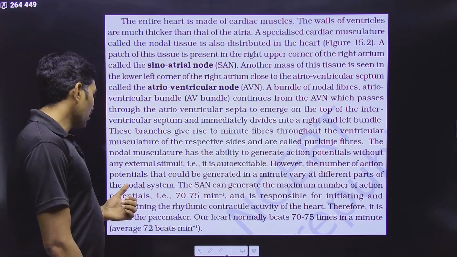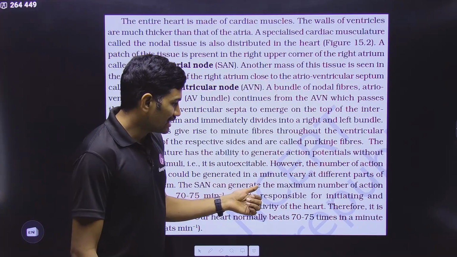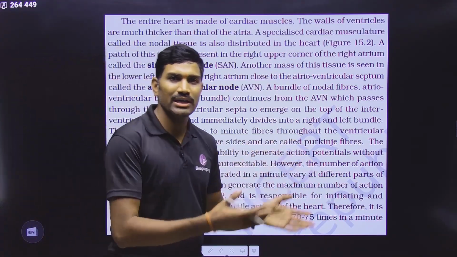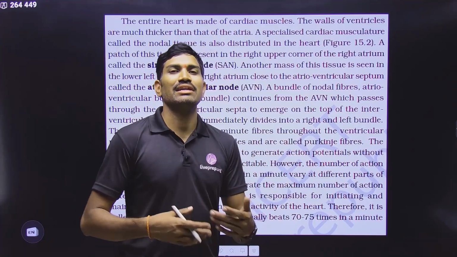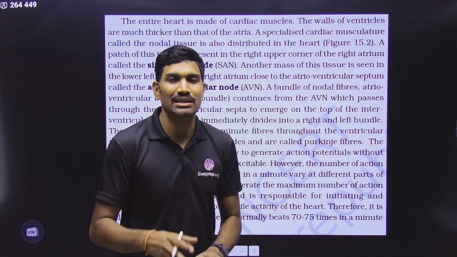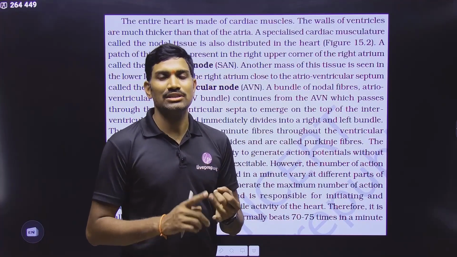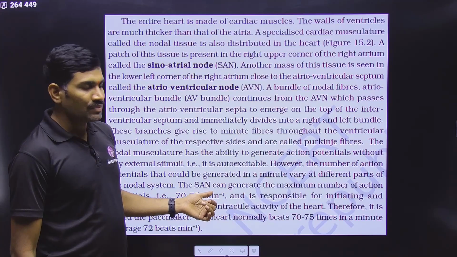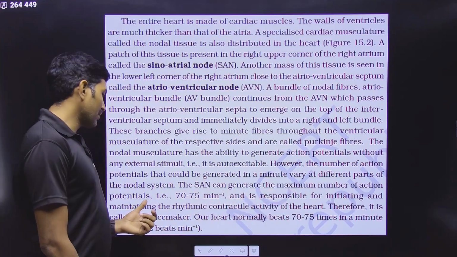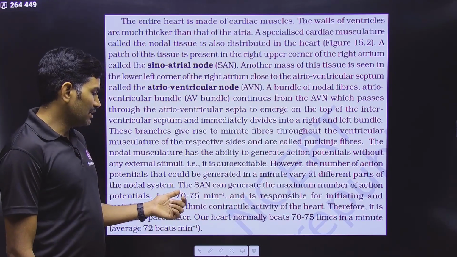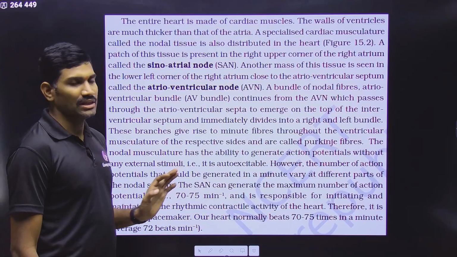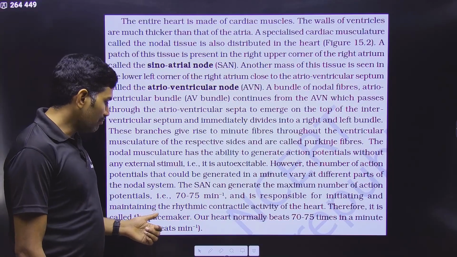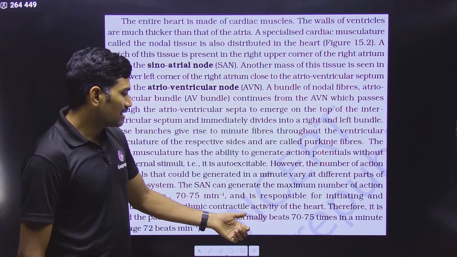However, the number of action potentials that could be generated in 1 minute varies at different parts of the nodal system. In the nodal system, so many parts are present, and in different locations, different numbers of action potentials can be generated. Mainly we are talking about the SA node and AV node. The SA node generates more action potentials, the AV node fewer. Next one. The SA node can generate the maximum number of action potentials, in the range of 70 to 75 per minute, and is responsible for initiating and maintaining the rhythmic contractile activity of the heart.